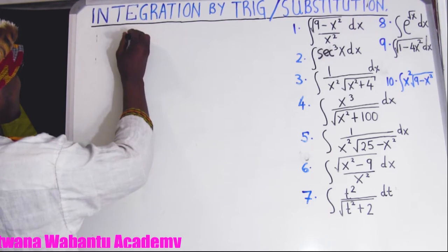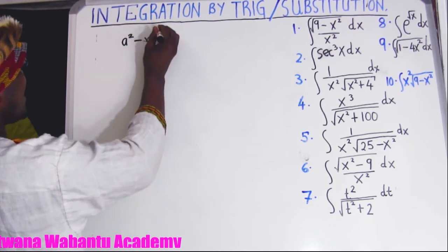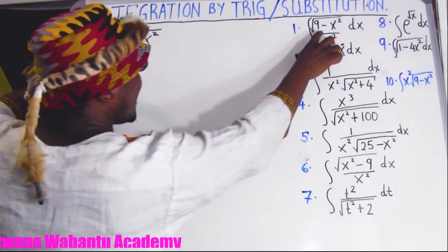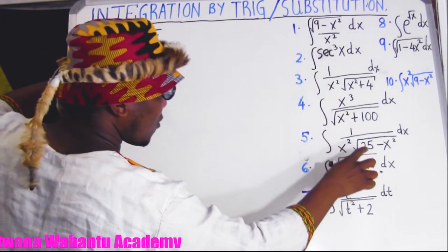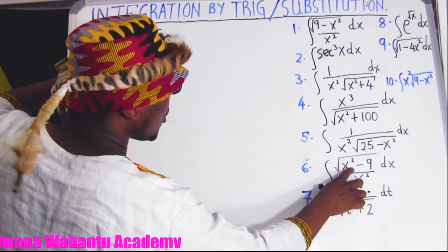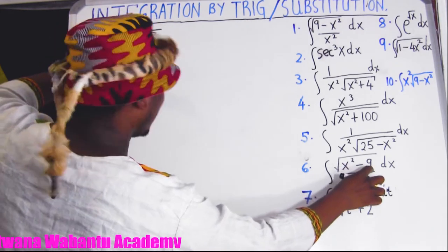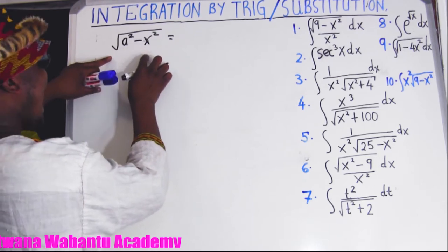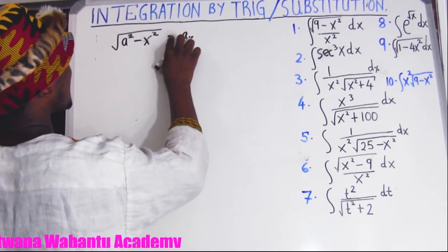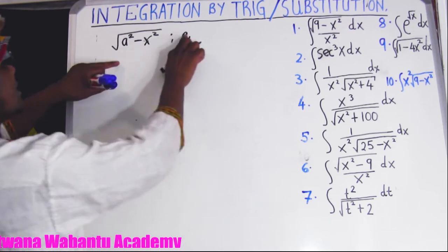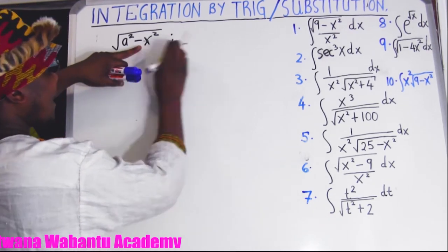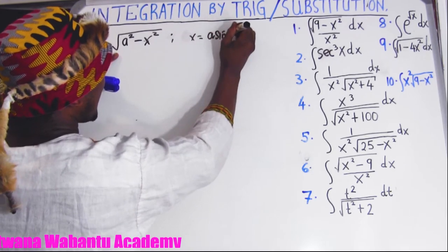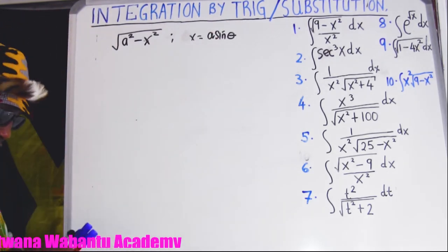If you have a, which can be any number, minus x squared, under a square root, this is a squared minus x squared, number minus x squared. Another one is x minus a number. I'm going to show you both. Let's start with this. If I have this format, this is sine. So I substitute, taking this variable, which is x in this case, equal to a sine of the angle. That's how you substitute.